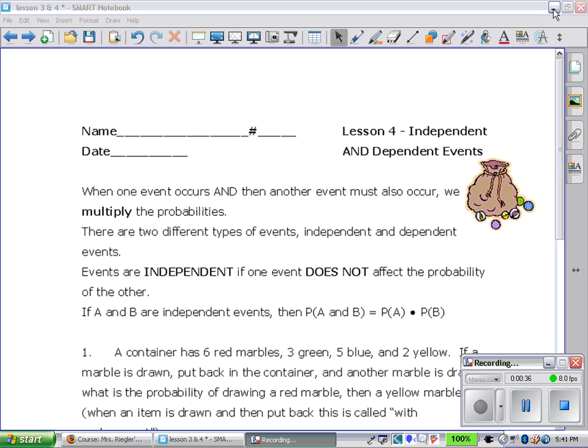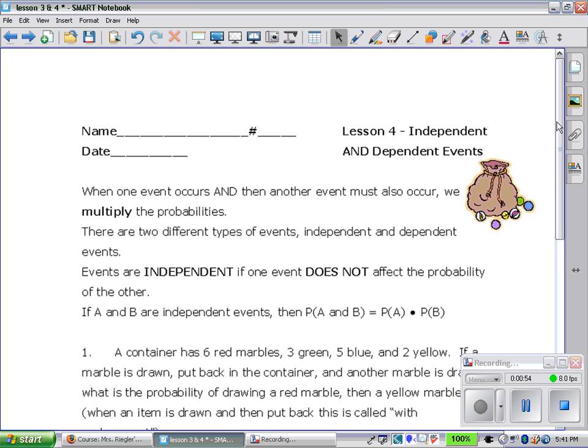So a quick example would be if I were to spin a spinner and then flip a coin. Those are two totally separate things. So no matter how that spinner lands, it's not going to affect what happens on the coin and vice versa. So best way to look at it is to, let's do some examples.